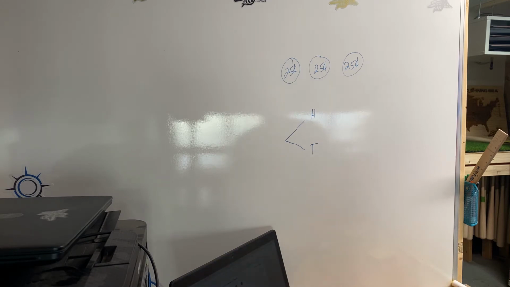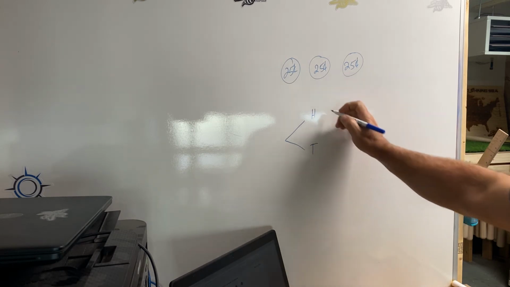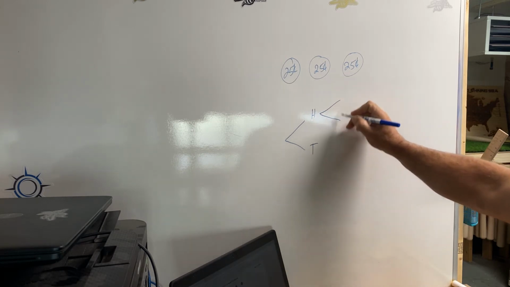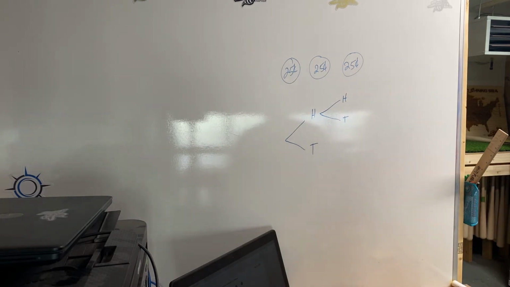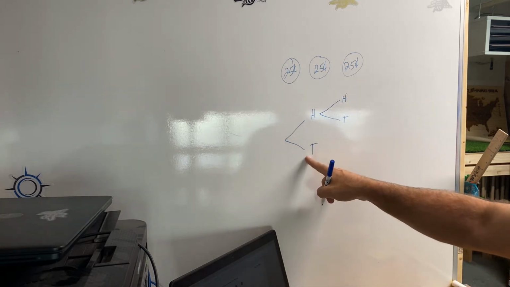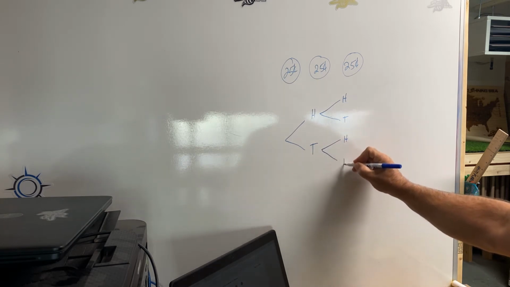Unless you have a 2-headed coin or a 2-tailed coin, but we're not playing with it. We're playing with a fair coin. So now flip number 2 happens here. You can get a heads or a tails. And also if I flip the first one and got a tails, I could still also get a heads or a tails.